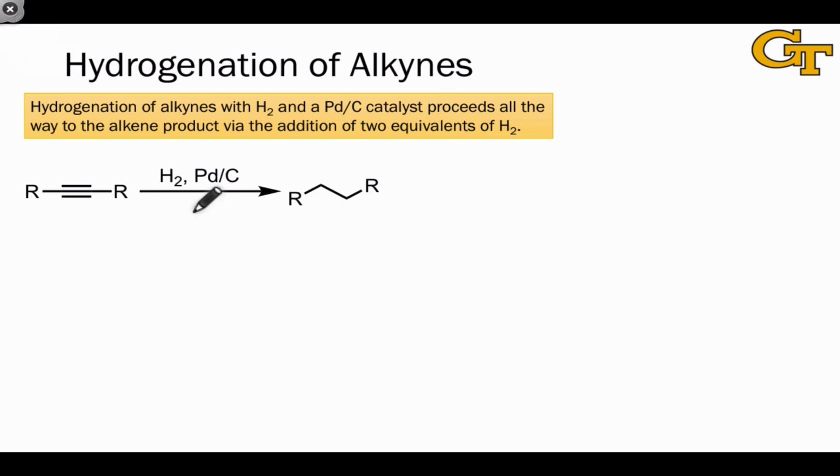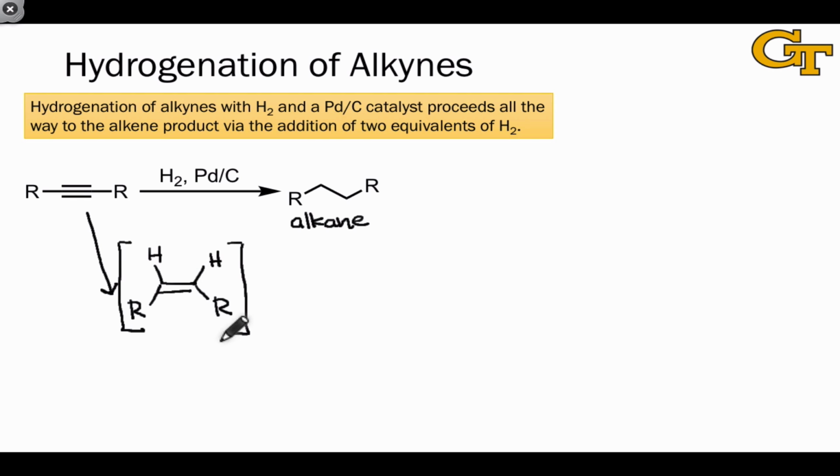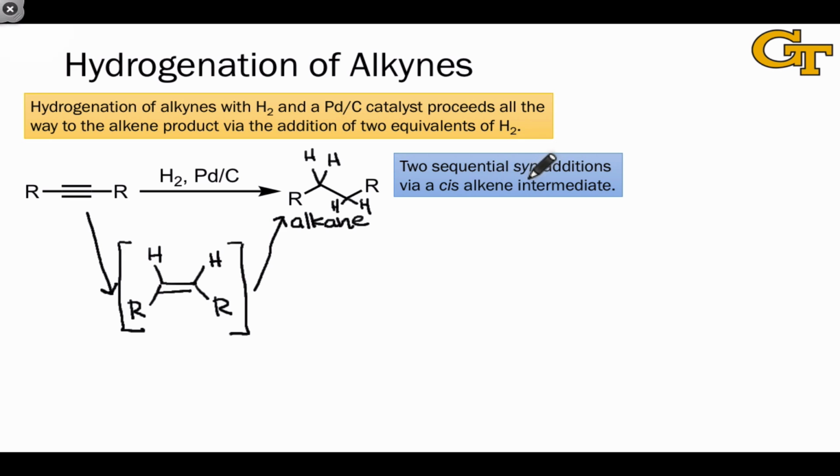When an alkyne is treated with H2 gas and a palladium on carbon catalyst, hydrogenation occurs to go all the way to an alkane product. This reaction occurs through a cis alkene intermediate, in which only 2 hydrogens have been added to the alkyne. As this product is generated, however, it's rapidly consumed through a second hydrogenation event, leading to an alkane product in which 4 new hydrogens have been incorporated. And so this reaction involves 2 sequential syn additions of H2 and occurs via a cis alkene intermediate.